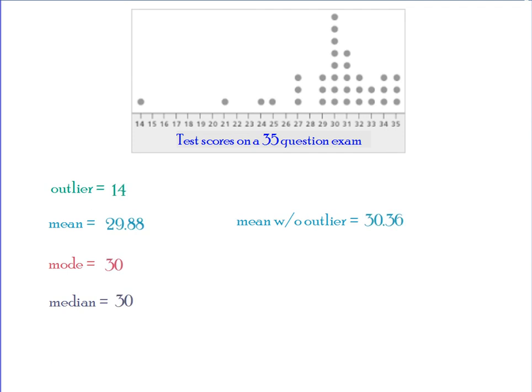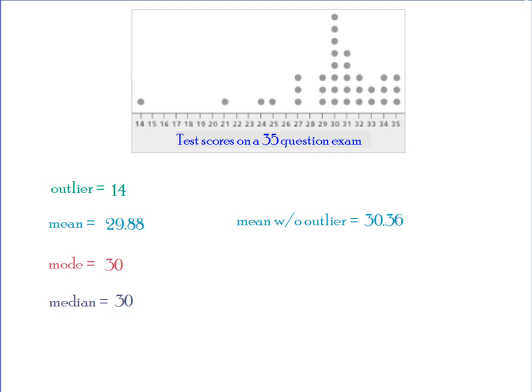Let's see how you did. The outlier is here at 14. The mean with the outlier is 29.88 or 29.9. Without the outlier, the mean was 30.36 or 30.4. The mode is 30 and so is the median.